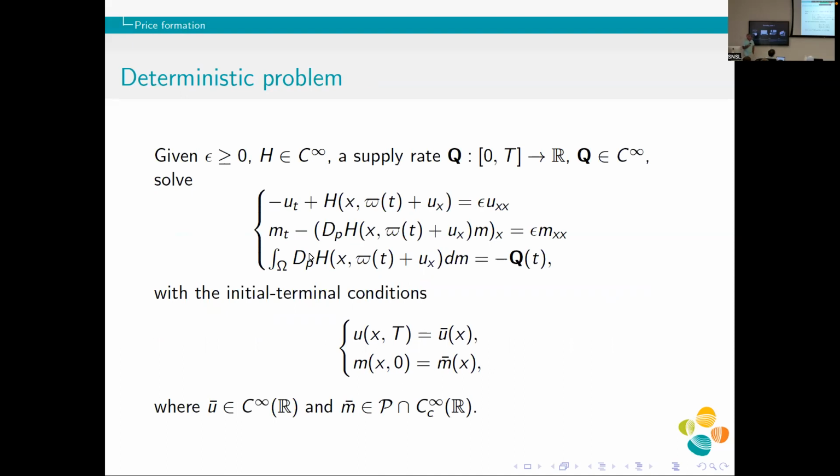Now, on the mathematical side of things, don't be too scared if you are not used to Hamilton-Jacobi equations.